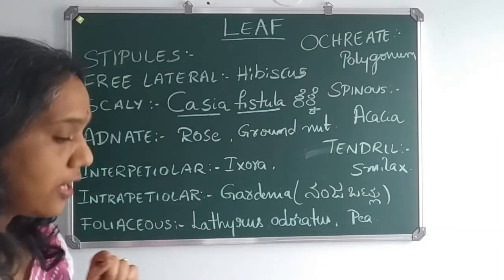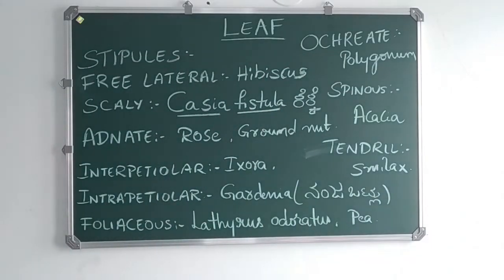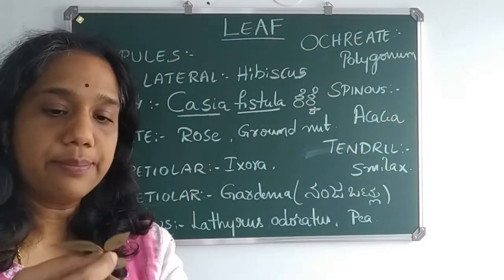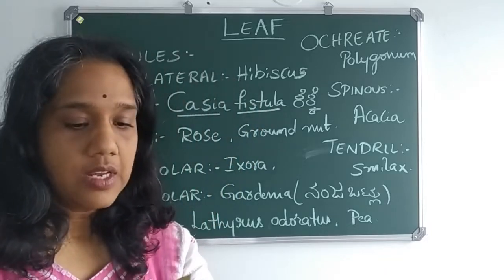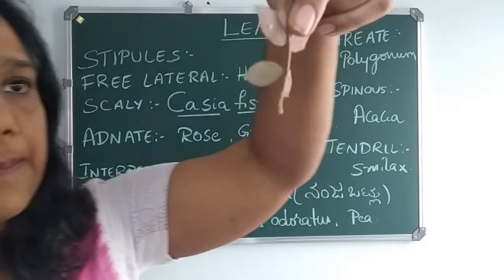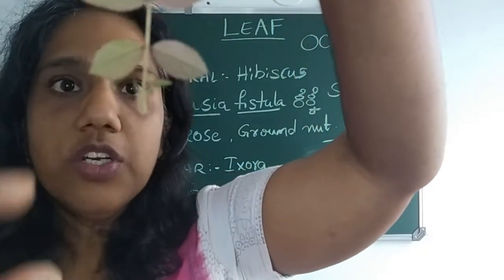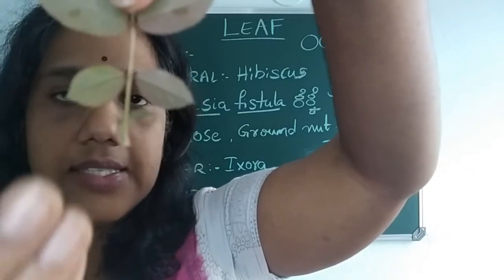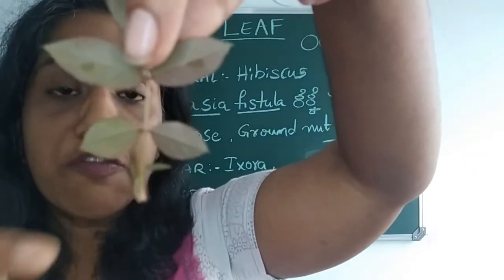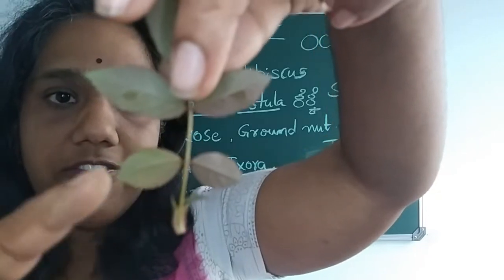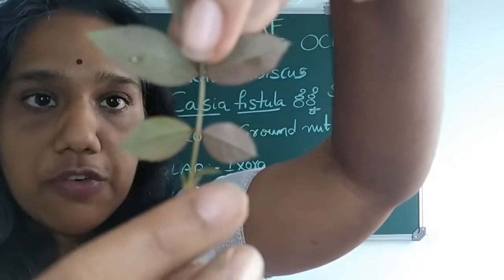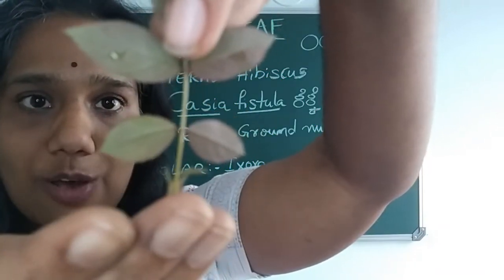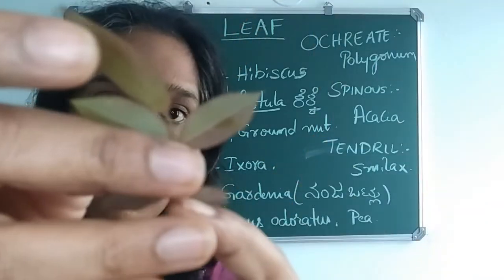Next one is the adnate. Adnate stipules are seen mostly in rose plants. Today I have collected a sample of the rose here. If you look at this sample, you will notice that this leaf has a petiole and the lamina is broken down, so it's a type of compound leaf. You can also make out the leaf lamina is serrated. Now you can see there is a stipule protruding from the base of the petiole on either side.